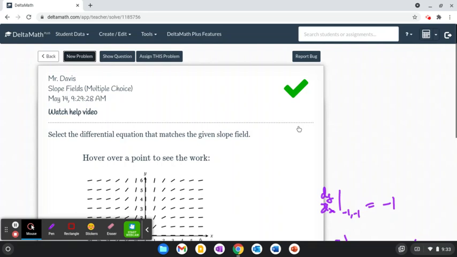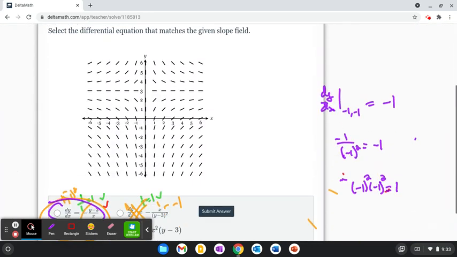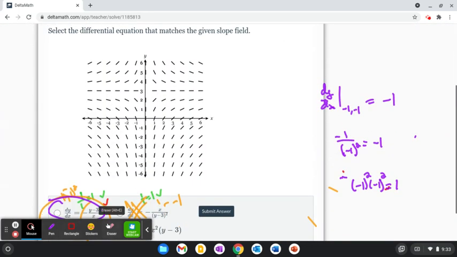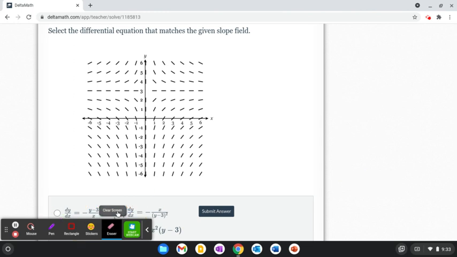I never really thought slope fields were that much fun. They're kind of tedious, which is another reason why I don't like to spend a lot of time on it, because I don't think it's terribly beneficial.